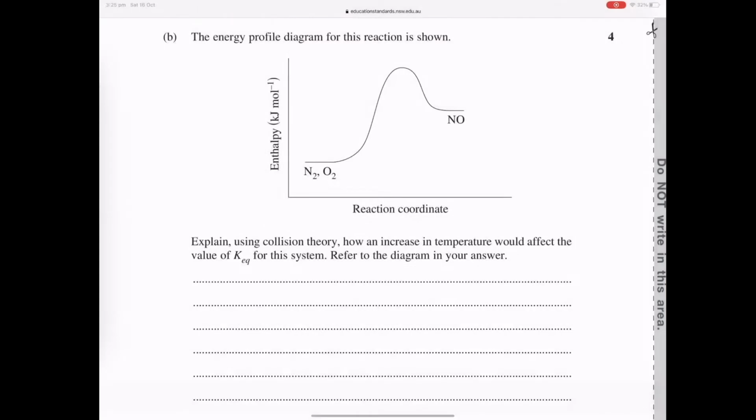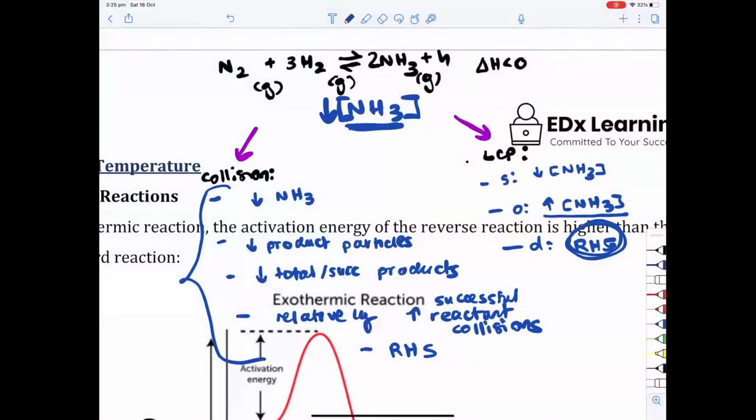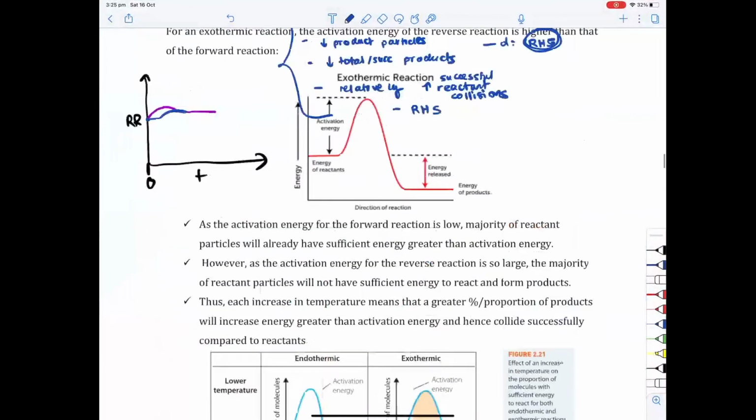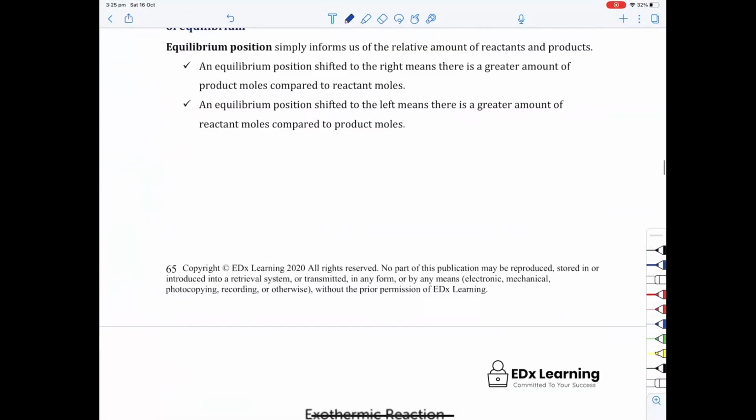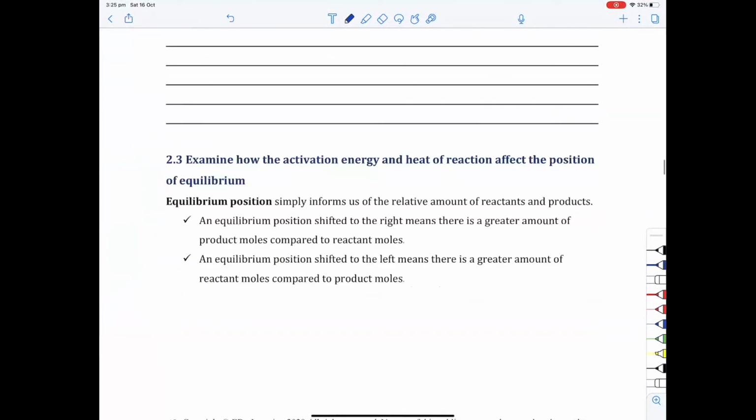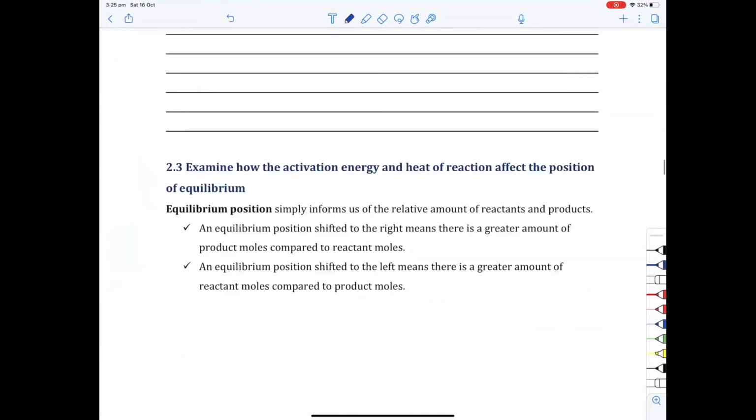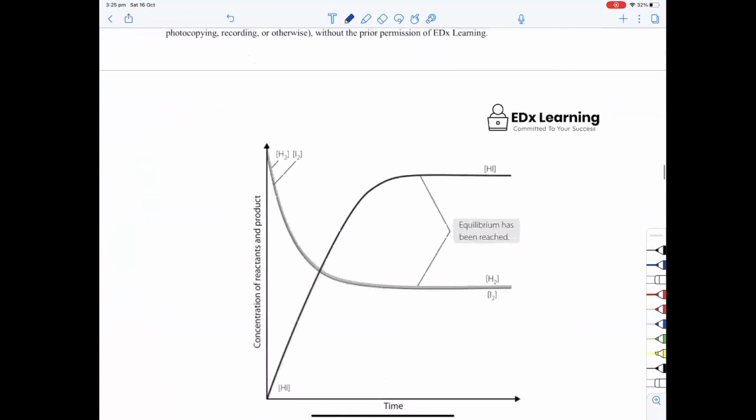All right, very good. Let's go back to our content. So good, we finished all of that. You can read all of this in your own time, and you can answer these questions. So page 60 up to 65 is all about collision theory explanations. So we'll come back to this.